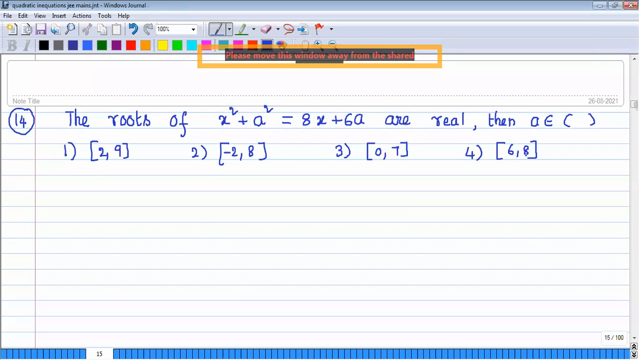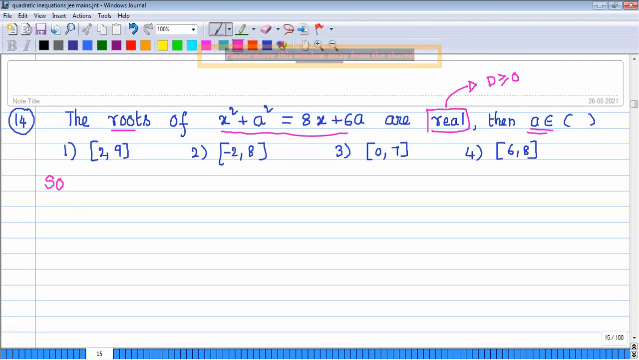This is also related to the concept of quadratic inequality only. The roots of this quadratic equation are real. Then we need to find the interval of a. So real means the discriminant is greater than or equal to 0. If you consider D greater than or equal to 0, then we get a quadratic inequality in a. If you solve that quadratic inequality, you will get the range of a.